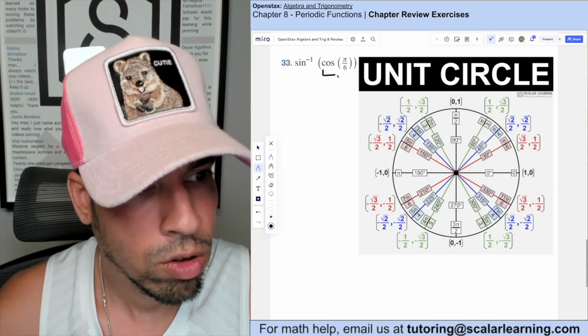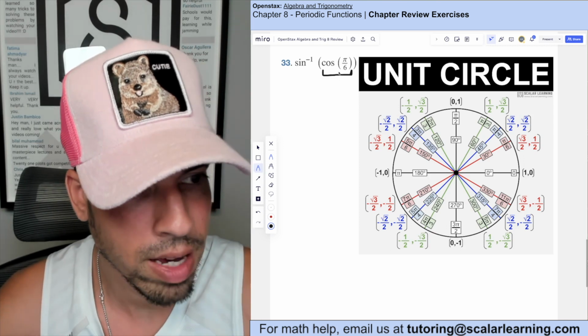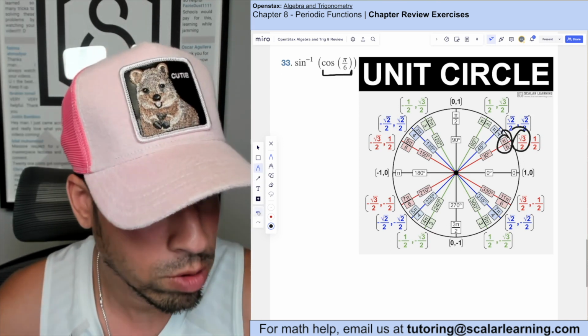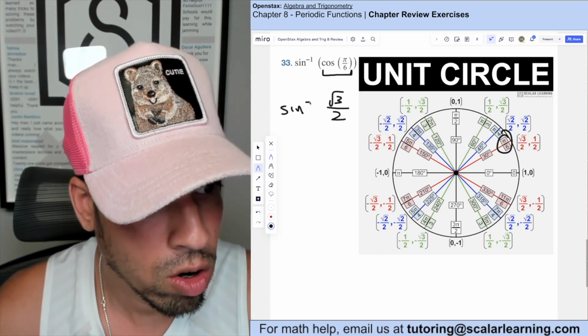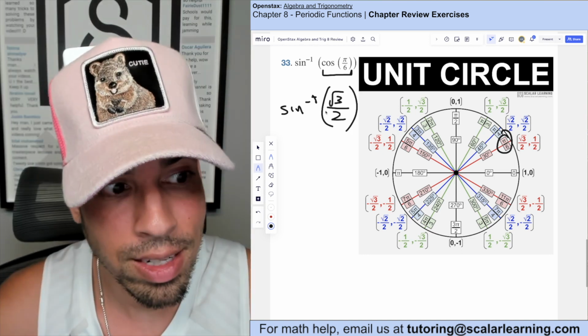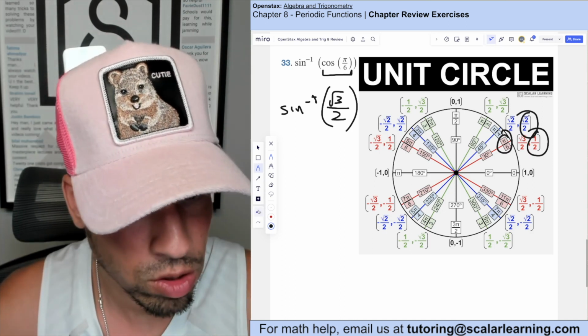So for this one, we're starting by taking cosine of pi over 6 and then taking arc sine of that value. So what is cosine of pi over 6? So here's pi over 6. Cosine is that corresponding x value, which is rad 3 over 2. Now we're taking arc sine of rad 3 over 2. So sine is going to give us a value from the y values of these coordinates, okay?